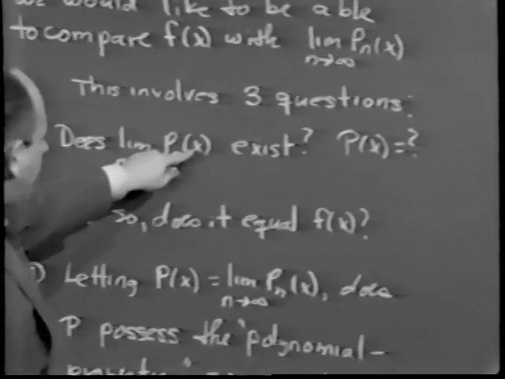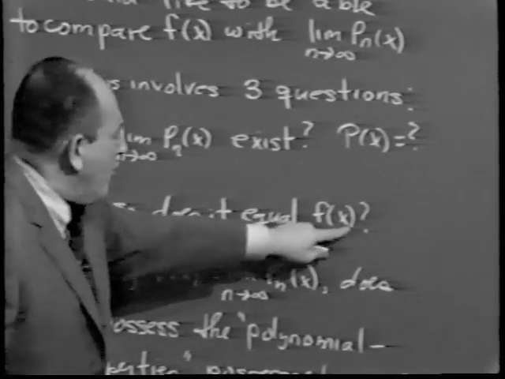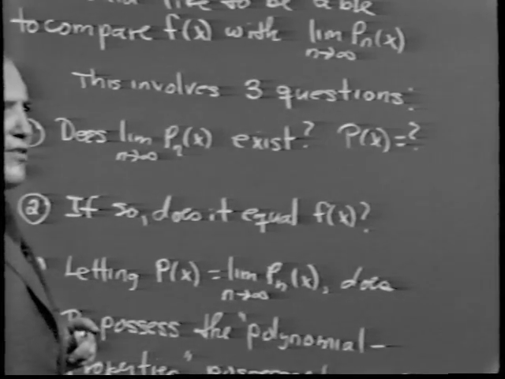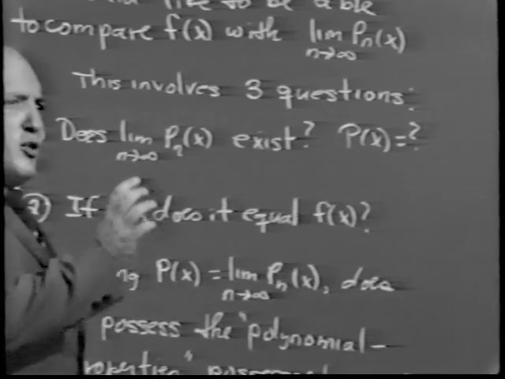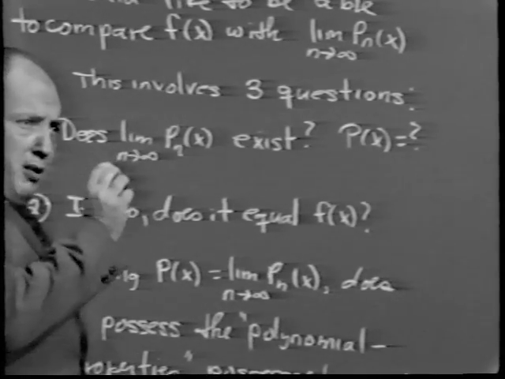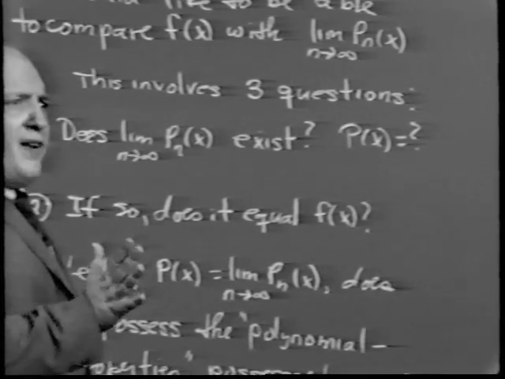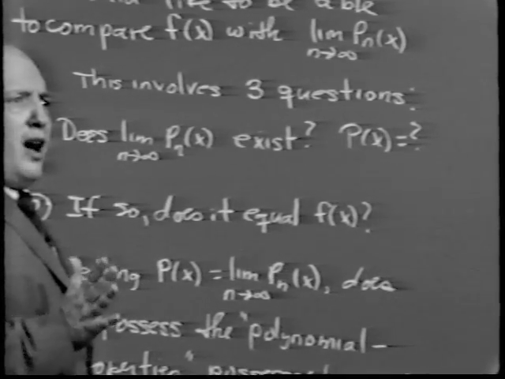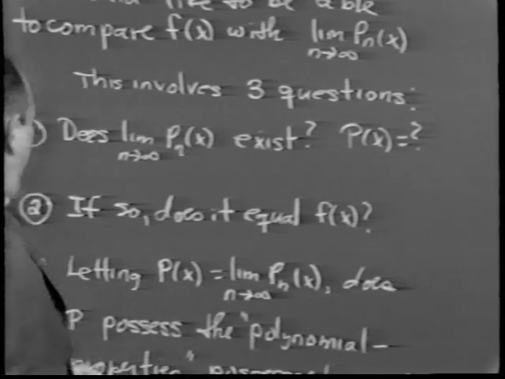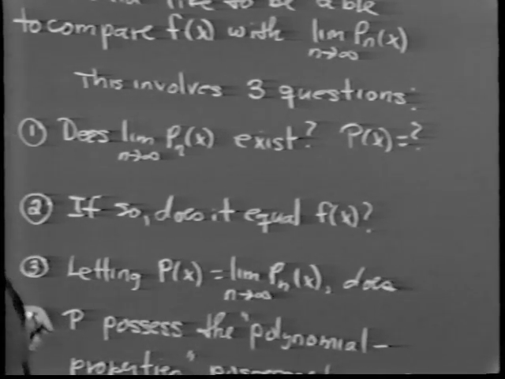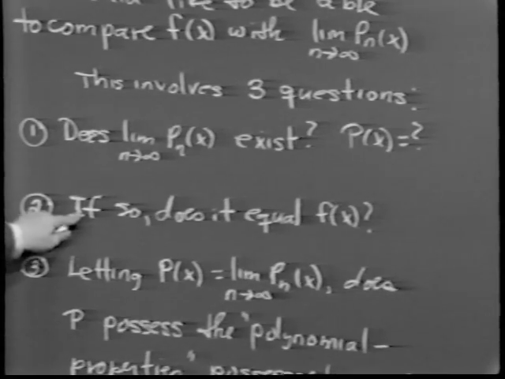Secondly, suppose the limit does exist. How do we know it's going to equal the given function f of x, which it's trying to approximate? In other words, how do we know that we don't get an approximation which is nice near the point of contact, but then no matter how far out we go, beyond the point of contact, the approximation doesn't become sufficiently good? See?